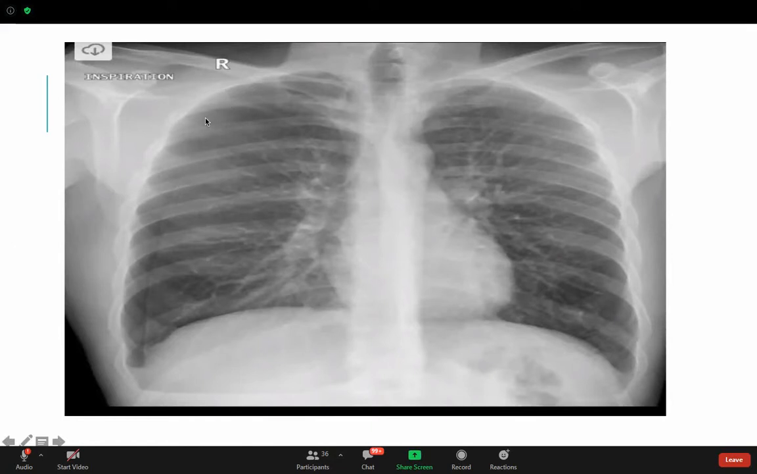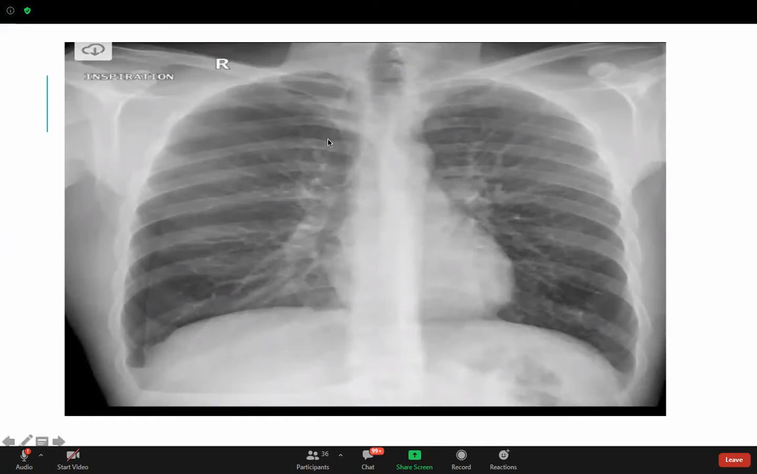And absent of lung tissue lateral to it. Is this clear, guys? Very important: you should know how the pneumothorax looks in a chest X-ray.